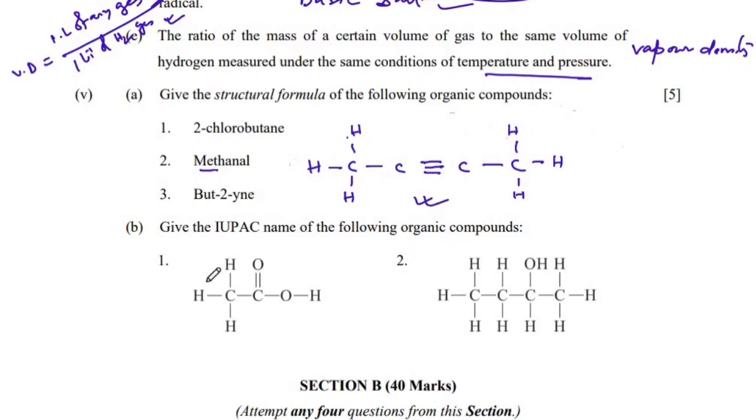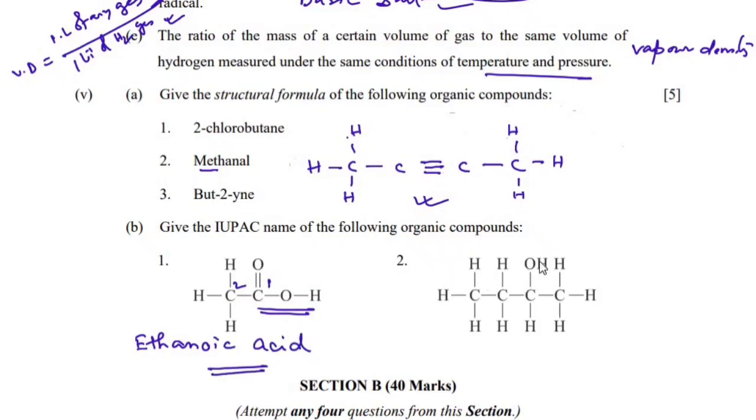Okay, next, give the IUPAC name of the following organic compounds. First of all, number 1, here the functional group is COOH, so it is carboxylic acid, and the number of carbon is 2. There is no substituent, therefore meth, eth, therefore it is ethanoic acid. Okay, ethanoic acid.